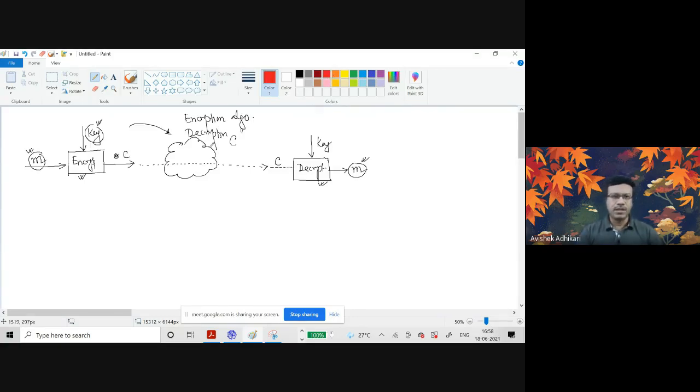But broadly speaking, there are two types of cryptographic scheme, depending on the keys. If the encryption as well as the decryption keys happen to be the same, then we call it a symmetric key crypto system, also known as private key. And if these keys are not the same, then we call it asymmetric key or public key crypto system, PKC.